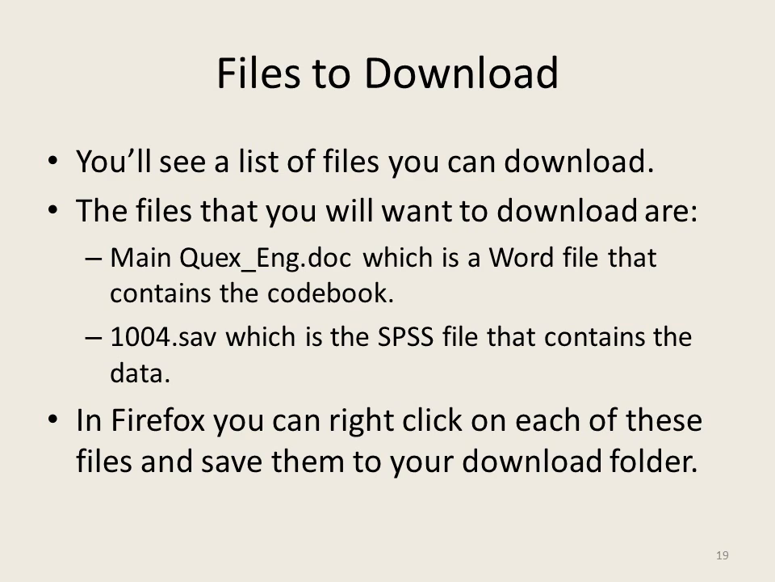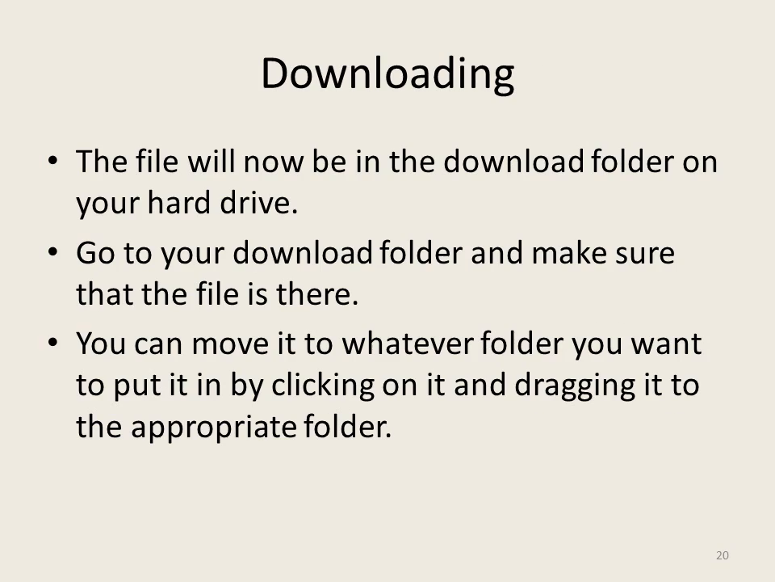The files that you will want to download are the Word file that contains the codebook and the SPSS data file. In Firefox, you can right-click on each of these files and save them to your download folder. The file will now be in the download folder on your hard drive. Go to your download folder and make sure that it's there. You can move it to whatever folder you want to put it in by clicking on it and dragging it to the appropriate folder.